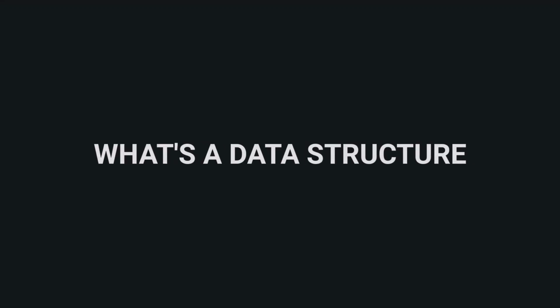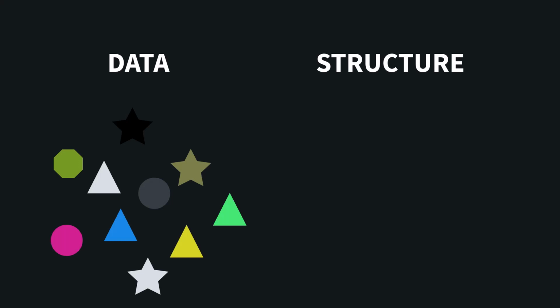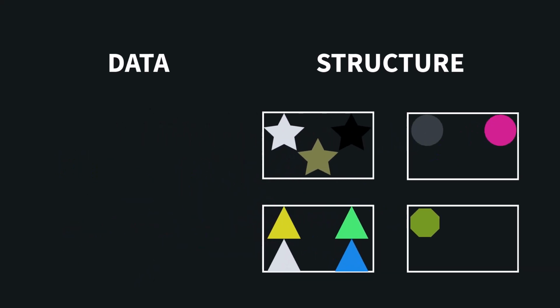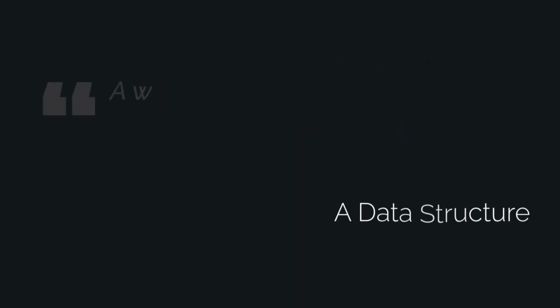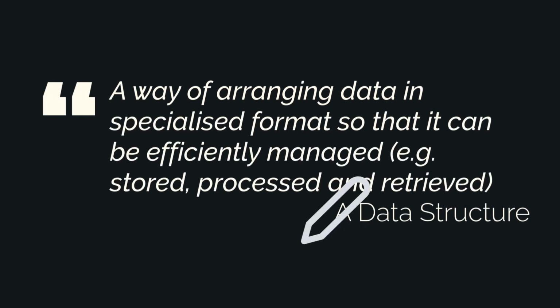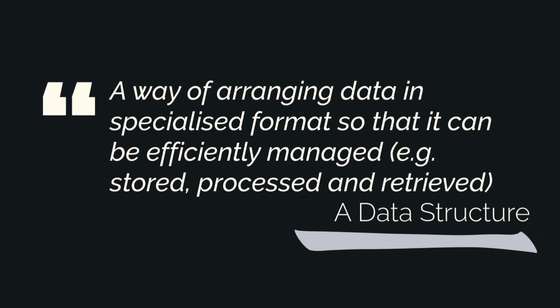So first of all, let's start by explaining what's a data structure. If we want to reverse engineer the phrase data structure, we can see that it's composed of two main words, which are data and structure. Data refers to a set of items and structure is just the arrangement of something. So if we combine the two definitions, we will have something like data structure is just an arrangement of a set of items. In the context of computer science, data structure is a way of arranging data in a specialized format in computer memory, so that it can be efficiently managed, which means efficiently stored, processed and retrieved.